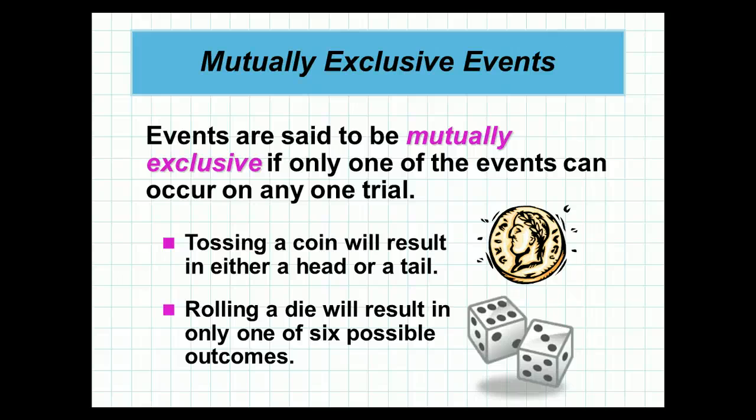Now when we talk about mutually exclusive events, we're talking about events that can only occur if another event has not occurred, or if only one of the potential events can occur in any one trial. For example, tossing a coin is going to result in either a head or a tail. If you get a head, then you can't get a tail in the same event. When you're rolling a die, you're only going to get one of the possible 6 outcomes. If it lands on a 3, it doesn't land on any other number. So those events are mutually exclusive.